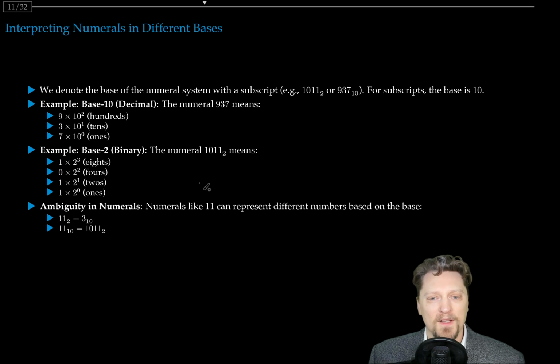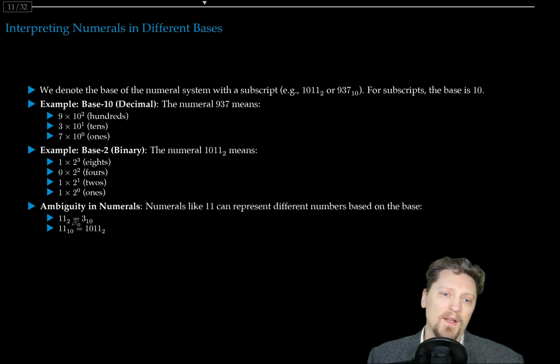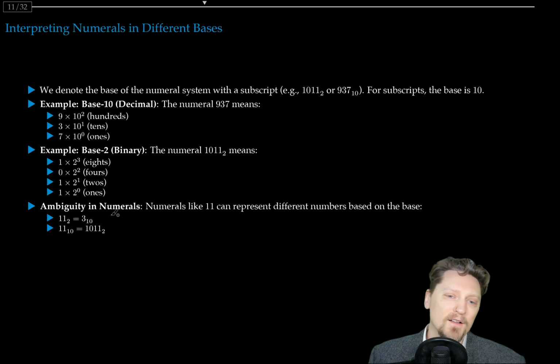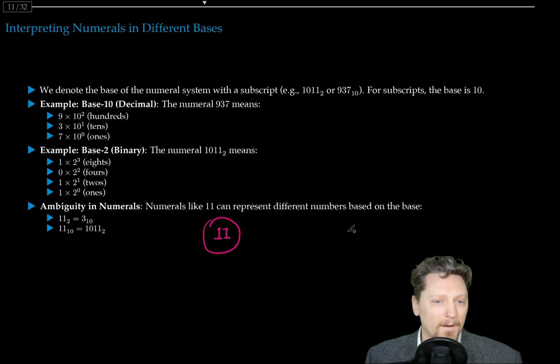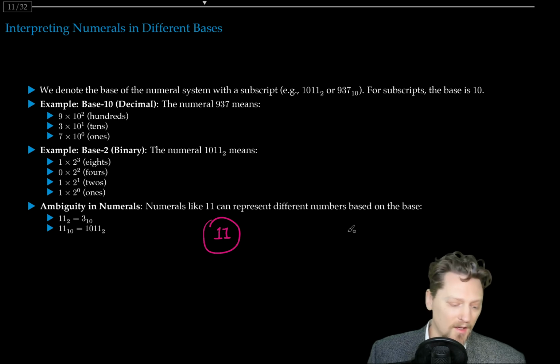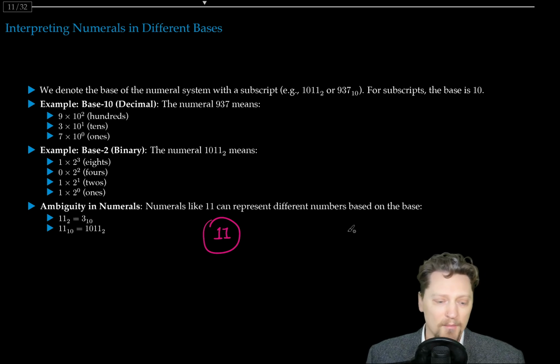Ambiguity in numerals. Numerals like 11 can represent different numbers based on the base. So 11 in base 2 is 3 in base 10. 11 in base 10 is 1011 in base 2. So if you just see the symbols 11 and you don't know which base it's in, it's hard to interpret. We often will assume it's in base 10 when we encounter a number because that's our most commonly used base. But in the context of computing, binary is very common, and so is hexadecimal, as we'll learn.